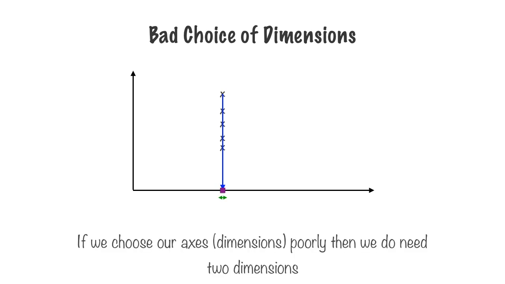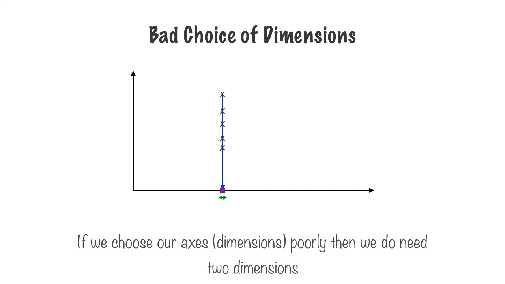Now, if you were to choose the axes or dimensions of this data poorly, then we do indeed need two dimensions. If you were to basically represent the data on the axis that we've drawn on screen, all of the data would boil down to a single point and we've lost all the information in the underlying data. In this case, we absolutely do require two dimensions to represent this data.